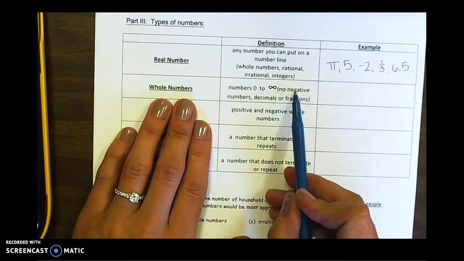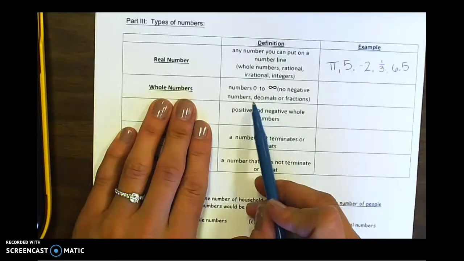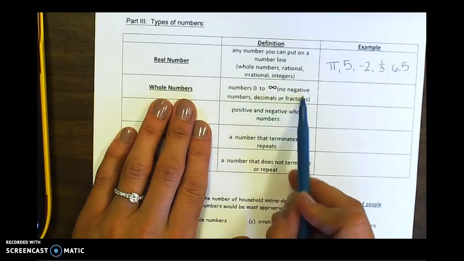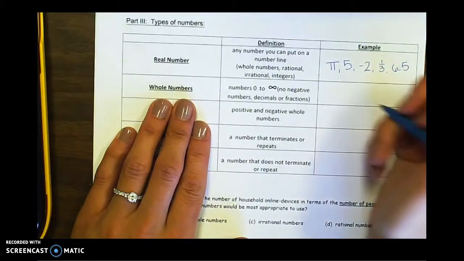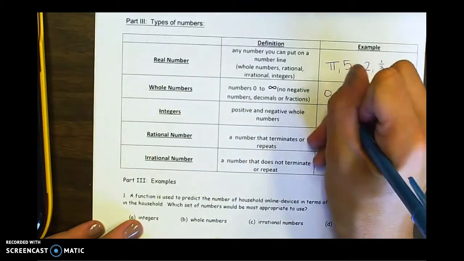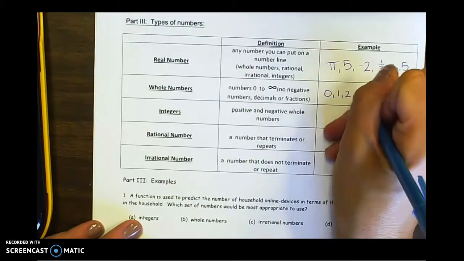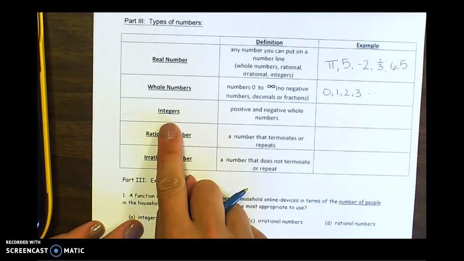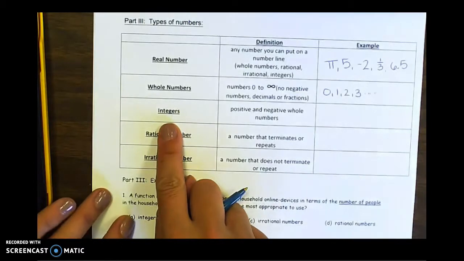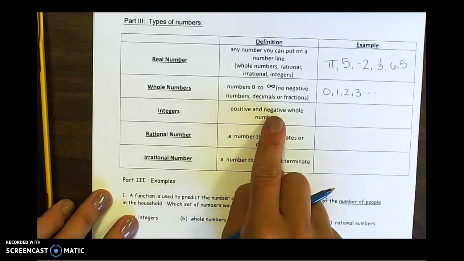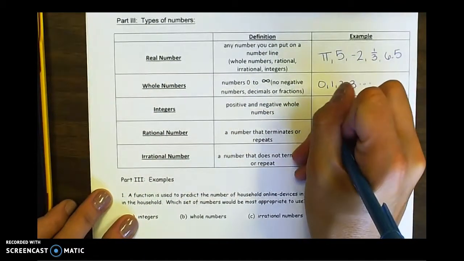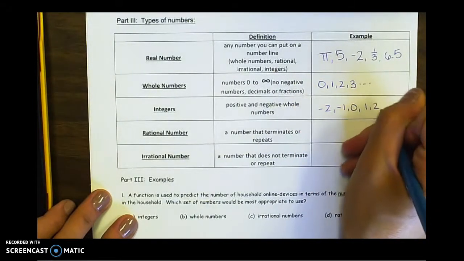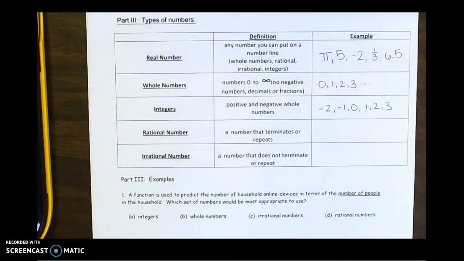Now, there were no negatives in elementary school, okay? And there's also no decimals or fractions, just for the whole numbers. I know you did those in elementary school, but whole numbers, no decimals or fractions. So that would be 0, 1, 2, 3, and all the way up. Now, integers are the numbers that you learned in middle school. So they are your positive and negative whole numbers. So for instance, negative 2, negative 1, 0, 1, 2, 3, and so on.